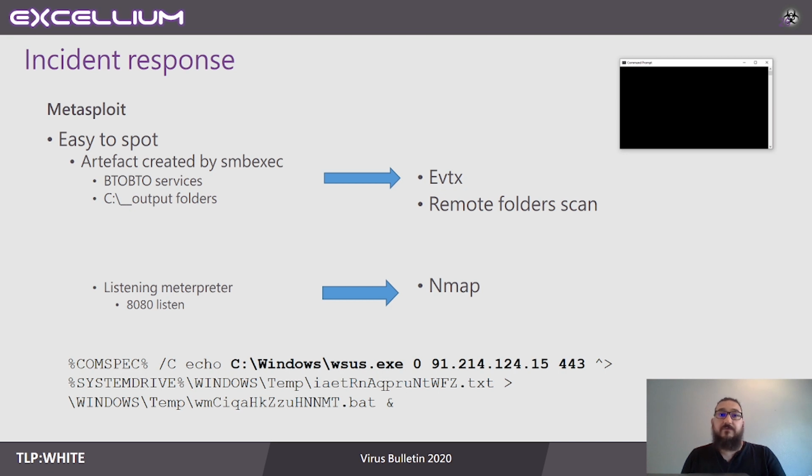When they play with SMBExec, you may find some BTO services. There is no renaming and no attempt to hide it. You may also find some __output folders on the root of the C drive. That's an artifact created by SMBExec. So using event logs and remote folder scans, we were able to find some servers.